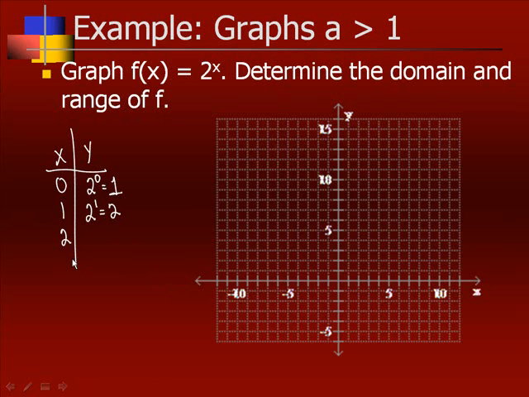Now, if we wanted to just do a few more, we could plug in 2. That would give us 2 to the second, which is 4. If we plugged in negative 1, that gives us 2 to the negative 1, which is 1 over 2 to the 1, which is 1/2. If you'll notice, if x is 0, y is 1. If x is 1, y is 2. If x is 2, y is 4. If x is negative 1, y is 1/2.